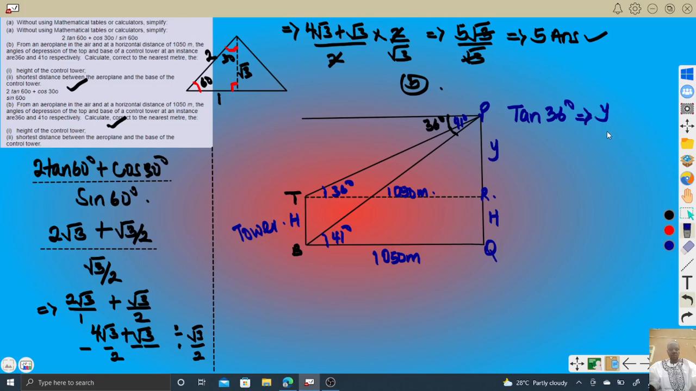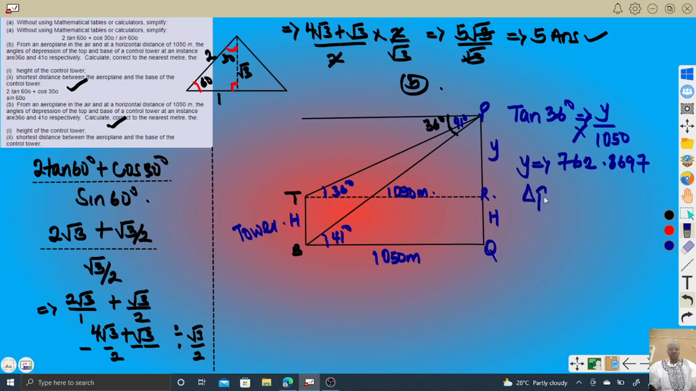Y over, as in I'm coming here, Y over 1050. So cross multiply. So Y is equal to 1050 times tan 36. I'm having 762.8697. So I also do the same for the whole length from triangle PBQ.